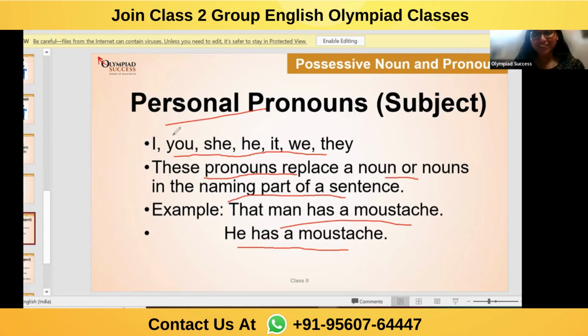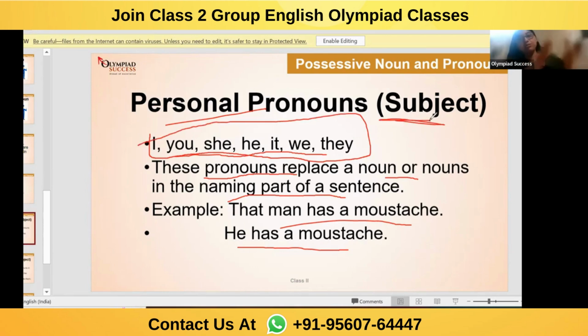So I, you, she, he, it, we, they. These are called personal pronouns, subject. We have done subject and predicate. Subject is the first part of the sentence. So these we always use in the first part of the sentence. For example, I am a girl. So I is in the first part of the sentence. She is playing. So she is the first part of the sentence. That is why we call it subject.